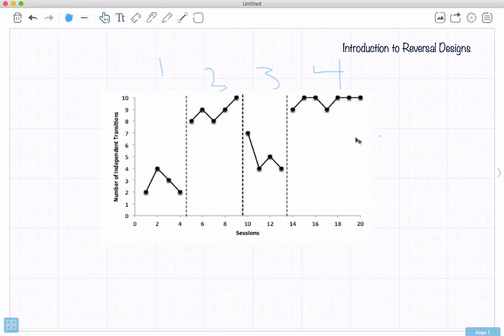In the next video, I will go into greater detail about the logic behind reversal designs and why they are so strong in demonstrating experimental control or a functional relation between the independent variable and the dependent variable.